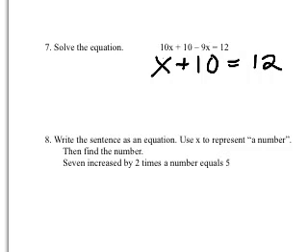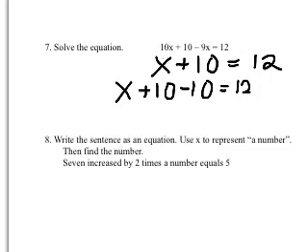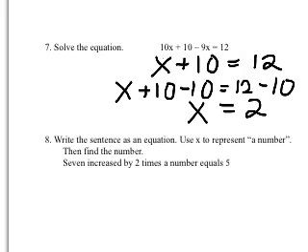So we want to have our x alone, so the only way to do that is to get rid of that 10. The only way to get rid of the 10 is to subtract it or add a negative 10 to both sides. Can't just do it to one side. So I'll have x plus 10 minus 10 equals 12 minus 10. The 10's cancel themselves out, and we get x equals 12 minus 10, or 12 plus a negative 10, which is 2. There's our answer.